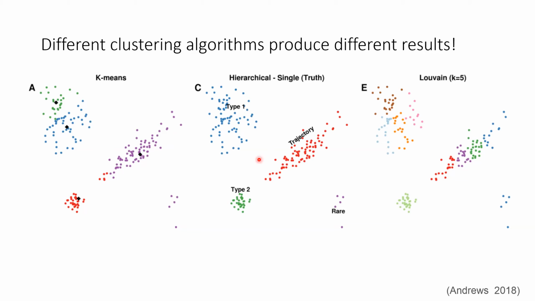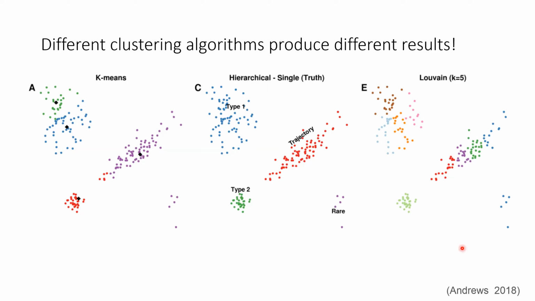And as you can see, these three clustering algorithms give qualitatively different results. K-means clustering fails to distinguish this rare cell type from the trajectory of cells with continuous variation. Hierarchical clustering was able to recover this rare cell group, but it fails to partition this trajectory of cells and also this group of cells with more variation. And Leuven was able to partition this trajectory of cells, but the rare population was grouped into one of the groups from the trajectory.